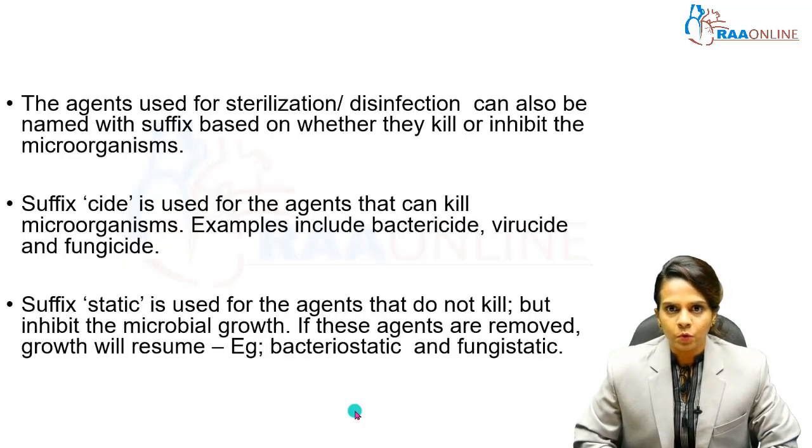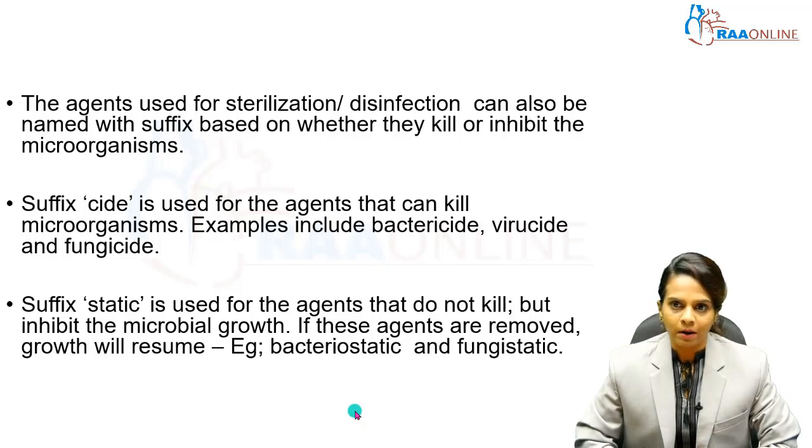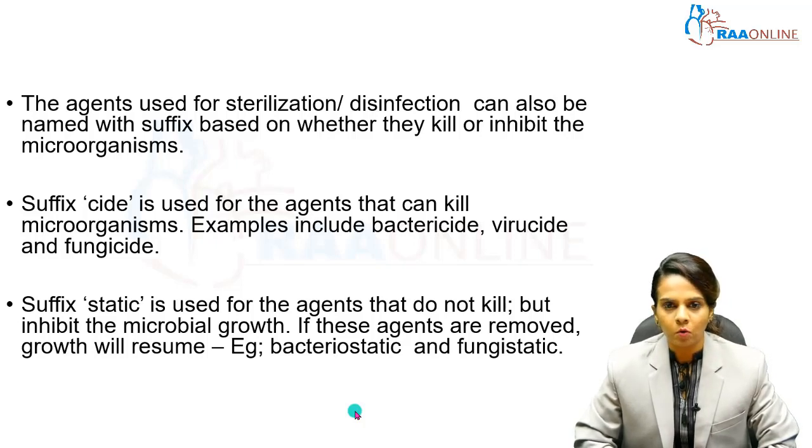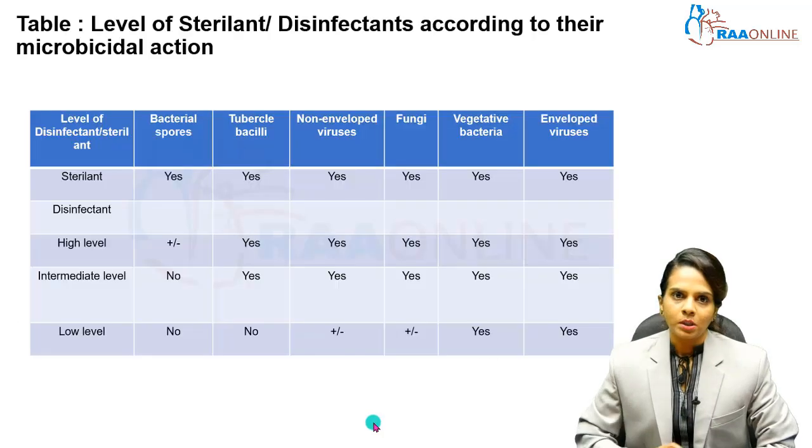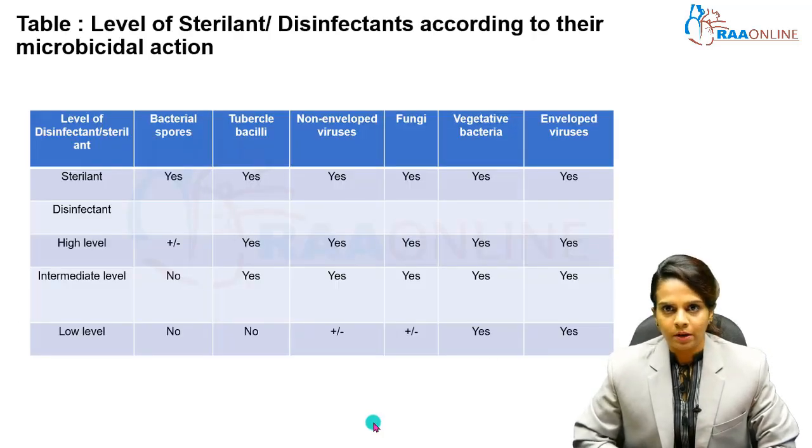The agents used for sterilization and disinfection can also be named with a suffix based on whether they kill or inhibit the microorganism. The suffix -cide is used for agents that can kill microorganisms. Examples include bactericide, viricide and fungicide, whereas the suffix -static is used for agents that do not kill but inhibit microbial growth. If these agents are removed, growth will resume. Examples are bacteriostatic and fungistatic.